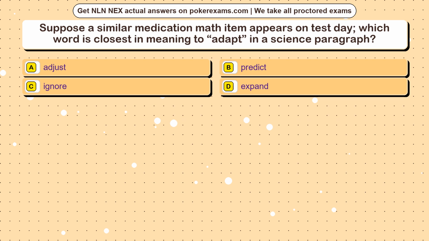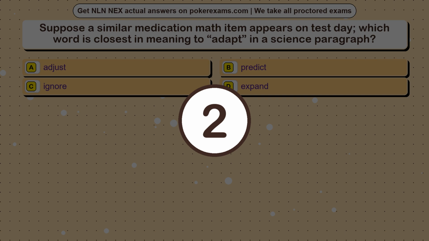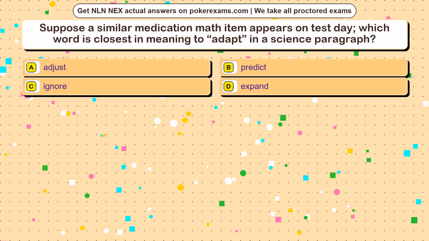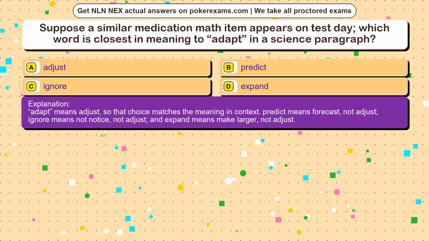Question 7. Suppose a similar medication math item appears on test day. Which word is closest in meaning to adapt in a science paragraph? Option A, adjust. Option B, predict. Option C, ignore. Option D, expand. The correct answer is option A. Adapt means adjust, so that choice matches the meaning in context. Predict means forecast, not adjust. Ignore means not notice, not adjust. And expand means make larger, not adjust.